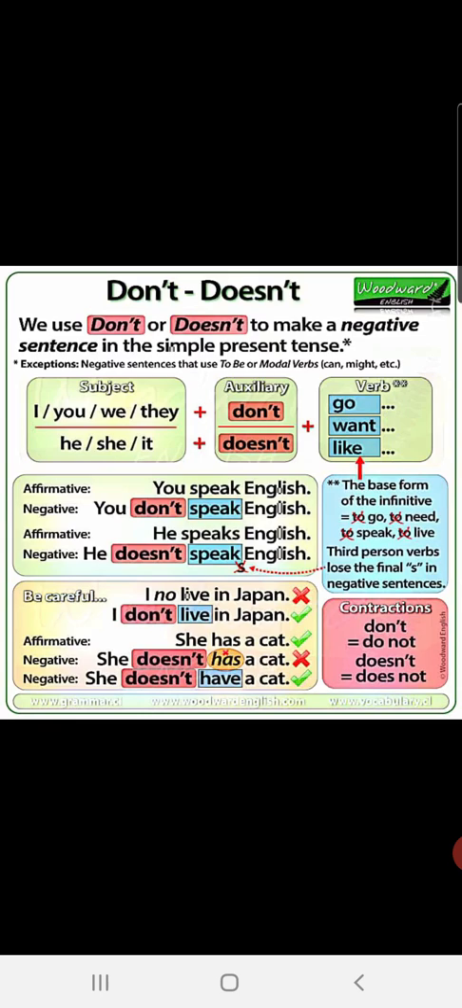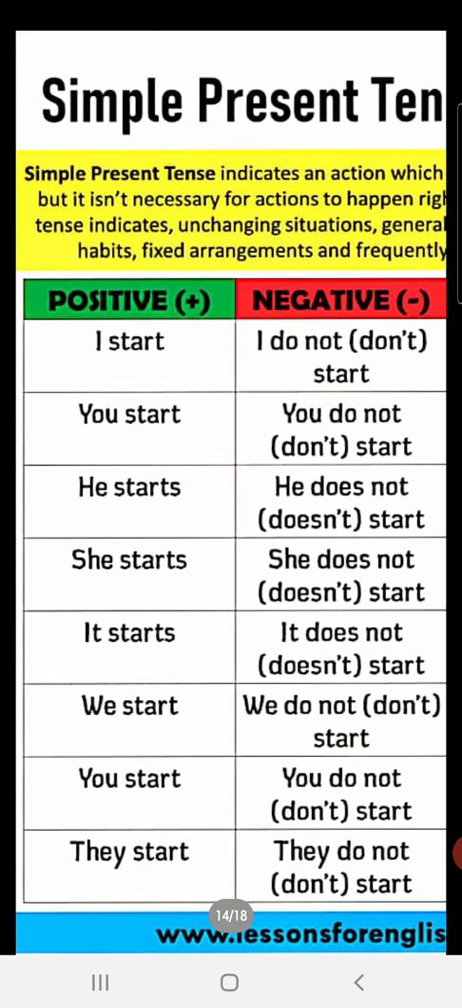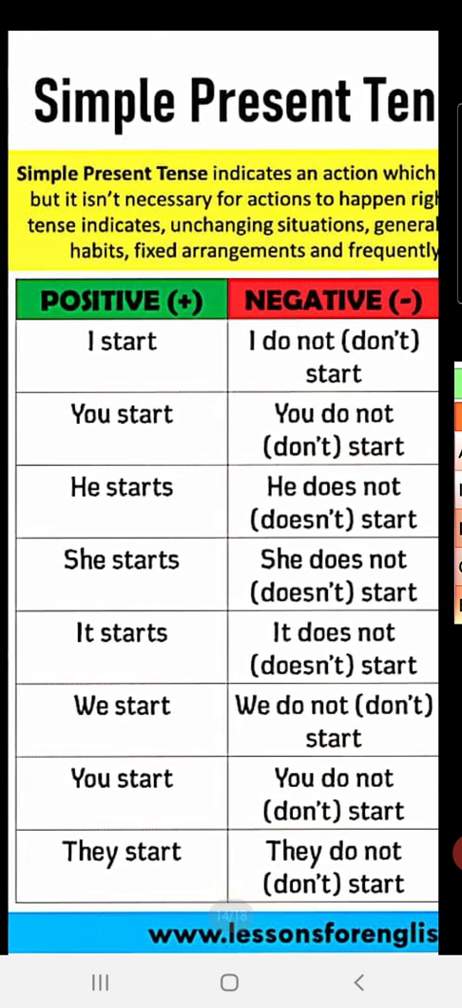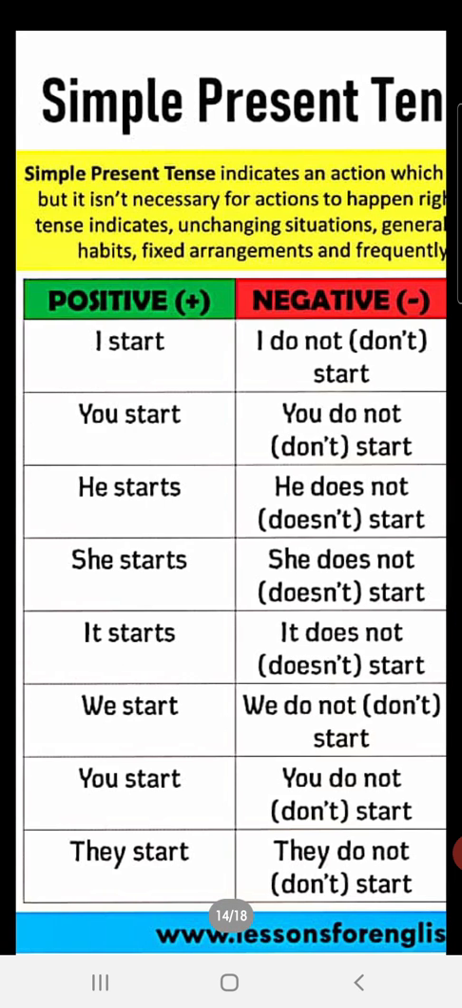Similarly, she has a cat. She doesn't have a cat. Contractions. Do not becomes don't. Does not becomes doesn't. Okay. I start. I do not start. You start. You do not start. He does not start. She does not start. It does not start. We do not start. You do not start. And they do not start.